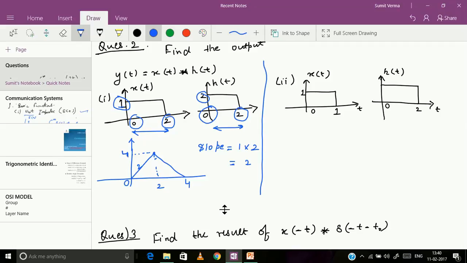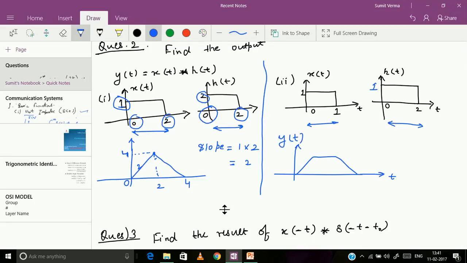You can directly find the convolution of rectangular pulses of two same width. Now, the same question, but what is different here is, I am taking the widths as different this time. So, one is defined from 0 to 1, the other is defined from 0 to 2. So, now what you will get, instead of getting a triangular pulse, you will get a trapezoidal pulse, something like this. So, again to find the limits here, this is the y(t).